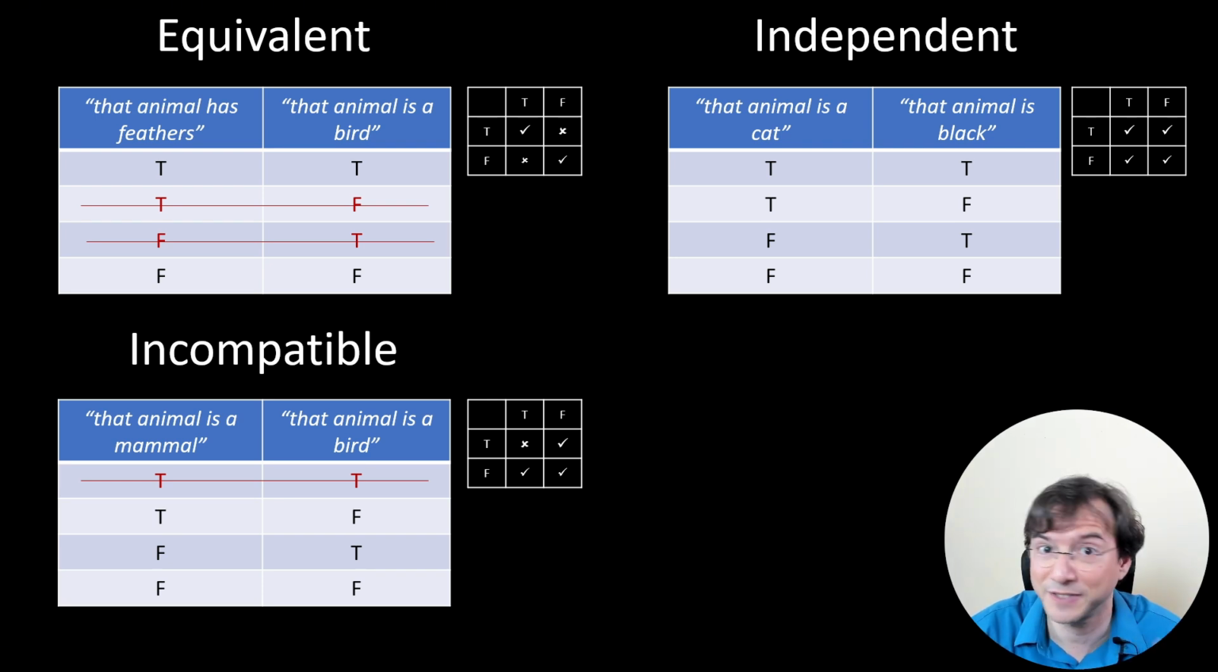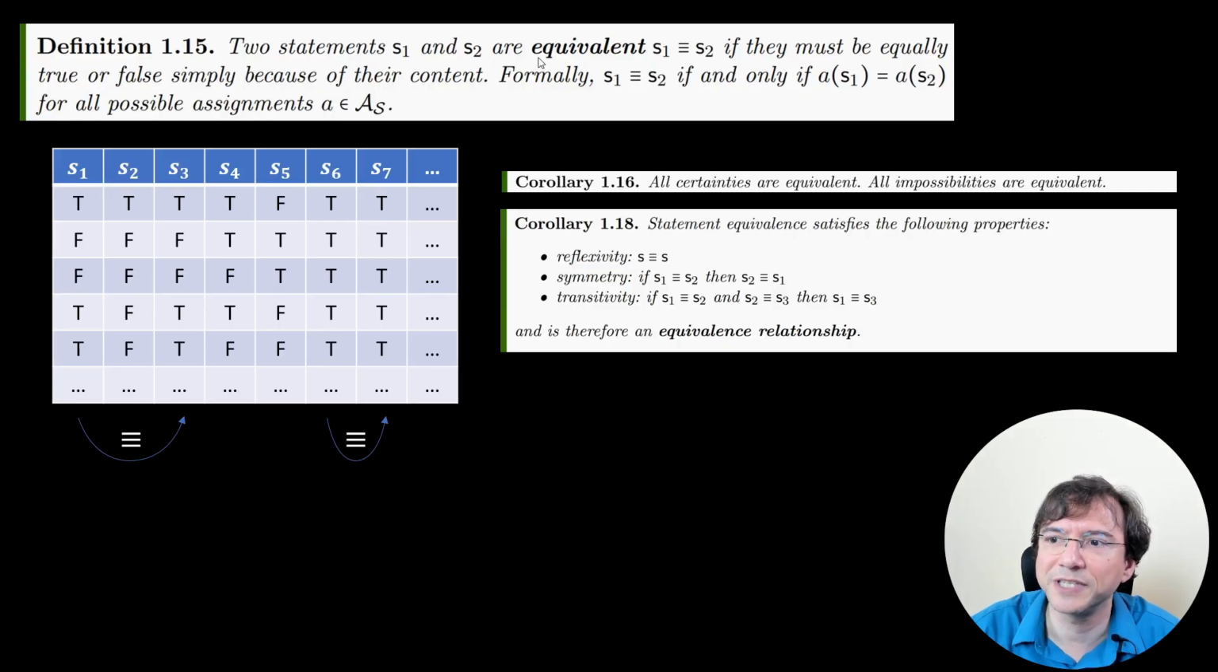So again, these are definitions and they're not going to be axioms. We can say that two statements are equivalent if formally the assignment is the same for all the possible assignments. For example, these two statements are equivalent because, as you see in all these lines, the truth and the falsehood is exactly the same. By this definition, we can show that all the certainties are equivalent and all impossibilities are equivalent, because if S6 is a certainty, it's always true, and S7 is a certainty, it's always true, then they're always true at the same time. They can't be different, and therefore they're going to be equivalent.